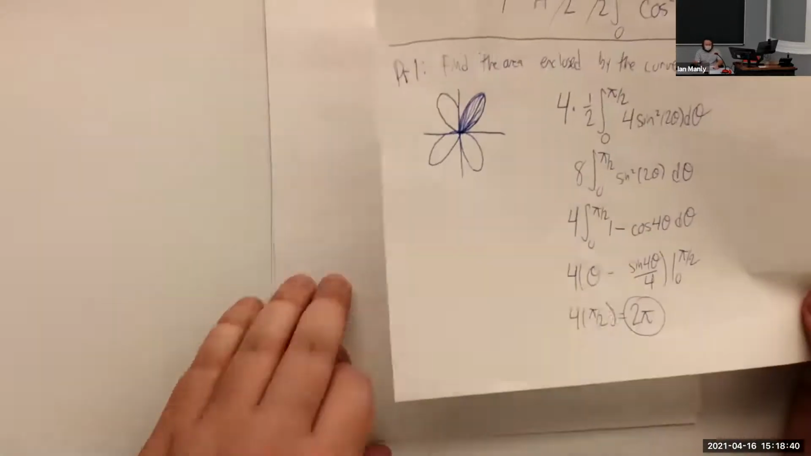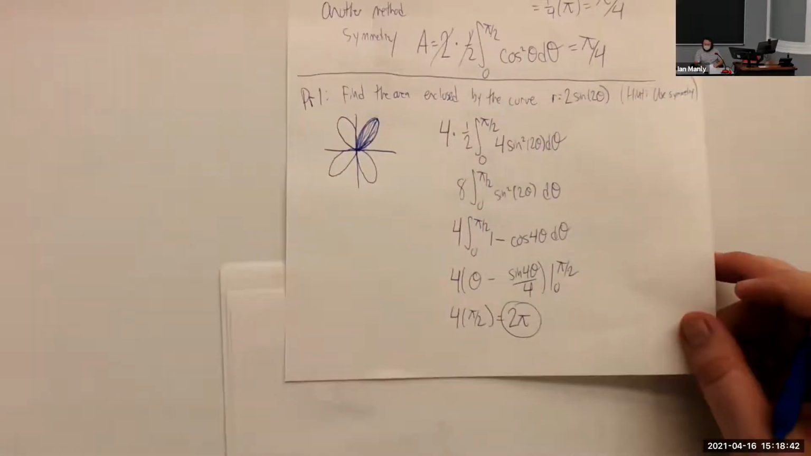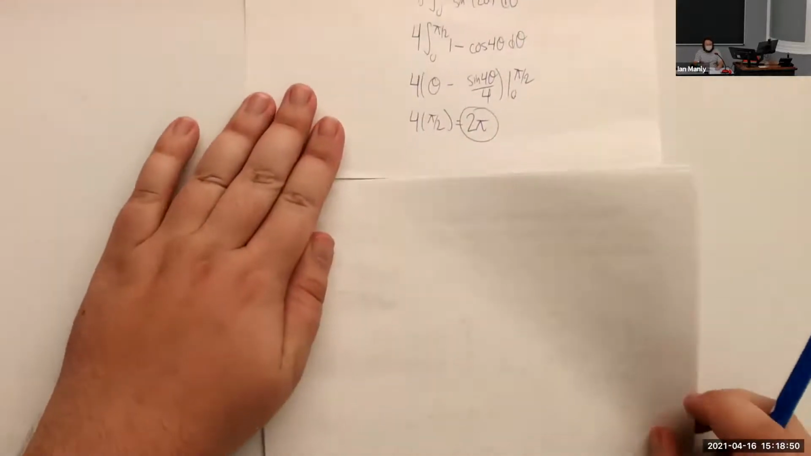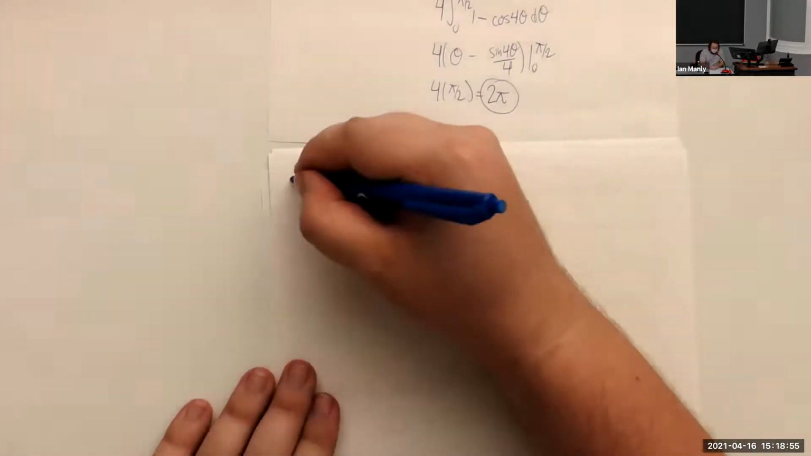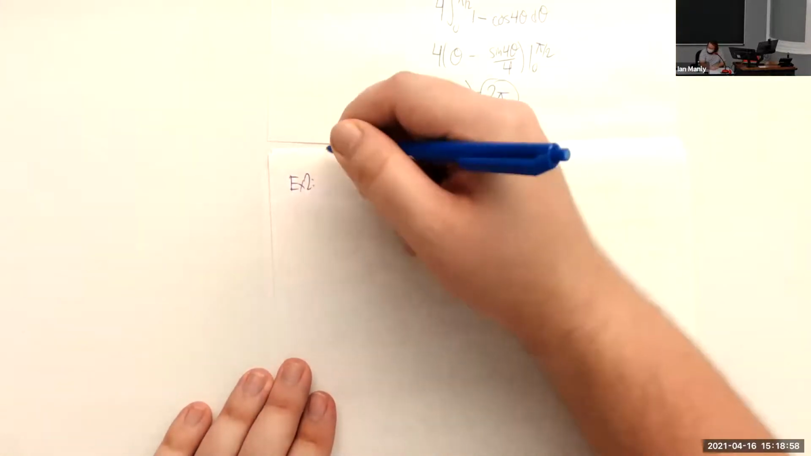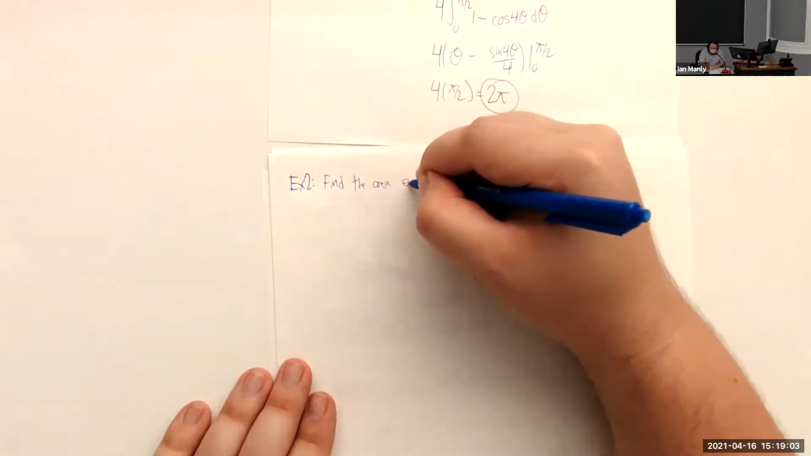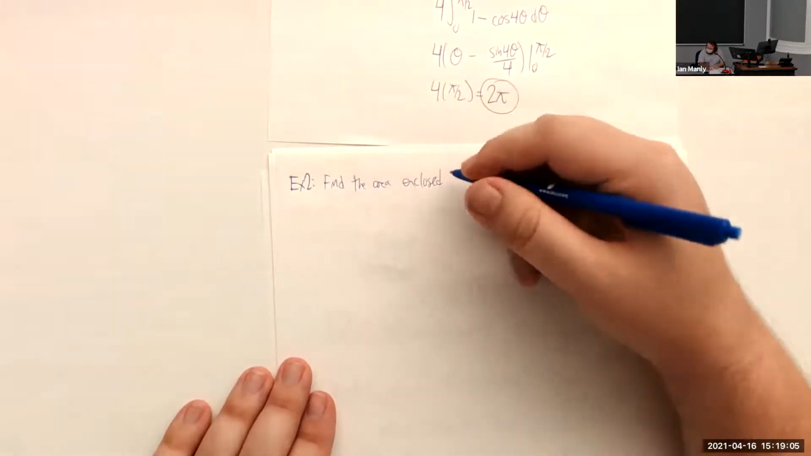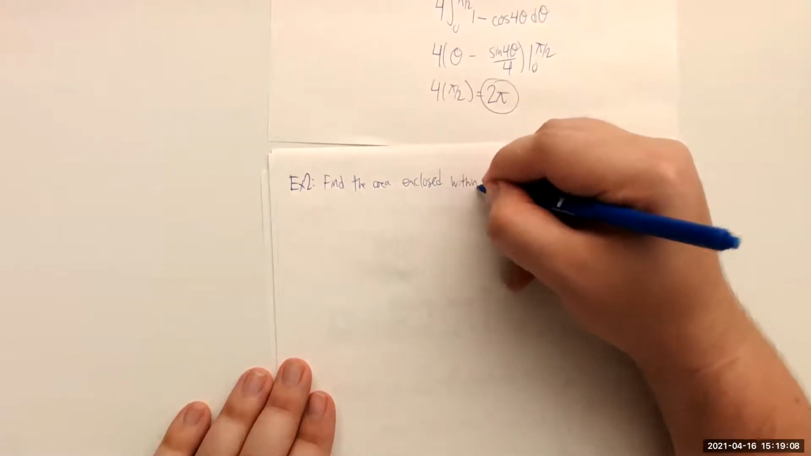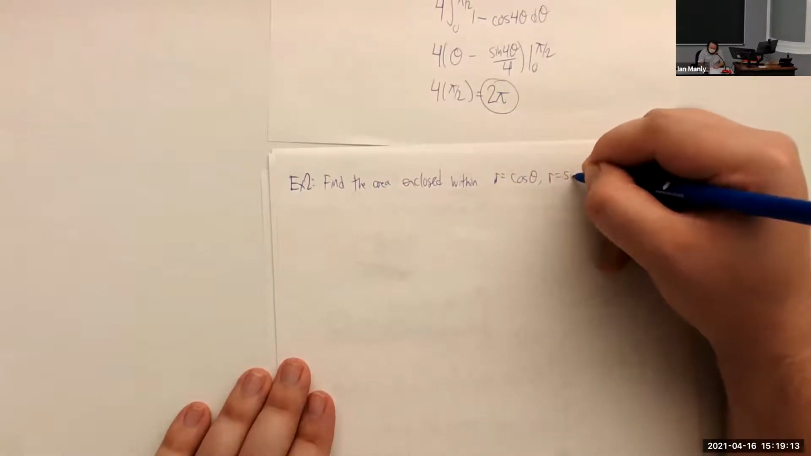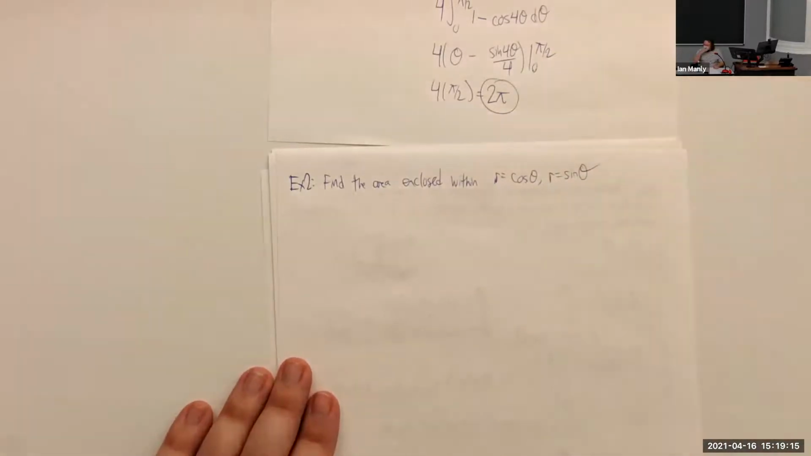All right, so these are the areas enclosed within a single curve, but the title of the lesson was the area between polar curves. So sometimes we might want to have the area inside of one curve, but then outside of another one. Let's look at an example of that. Find the area enclosed within r equals cosine of theta and r equals sine of theta right here.